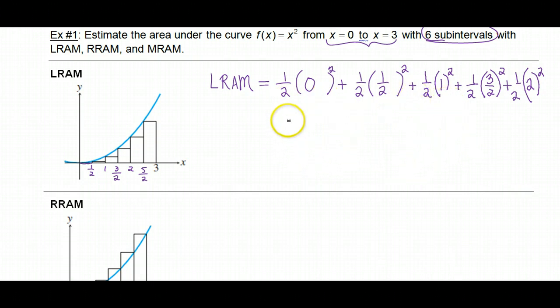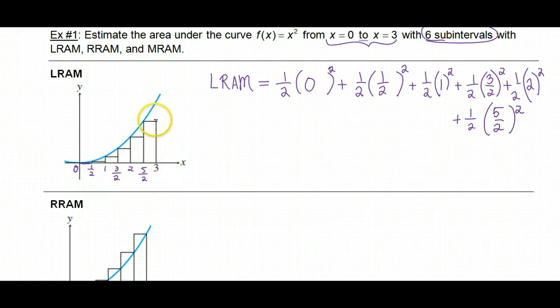You're adding. At the end, you should have 6 added together because there were 6 subintervals, so you should have 6 rectangles. I have 1, 2, 3, 4, 5. I need one more. The last one goes from 5/2 to 3, and 3 is a right-hand endpoint. Remember, this one was just using the left-hand endpoints. So it's going to be 1/2 times 5/2 squared. With the left-hand approximation, we never use the last one. We use the first one, which is 0, and then 1/2, 1, 3/2, 2, 5/2. We don't use the last one.